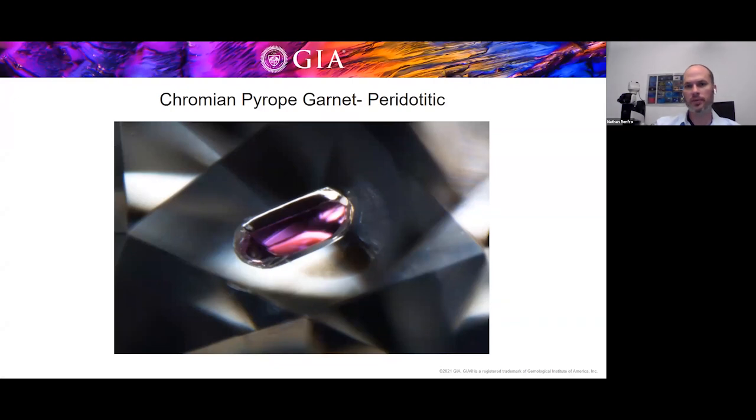So our first example is this chromium pyrope garnet. This is sometimes referred to as a G10 garnet and can be used as an indicator mineral when they're looking for kimberlite pipes to try to identify a diamond-bearing kimberlite. But this is indicative of peridotitic origin.